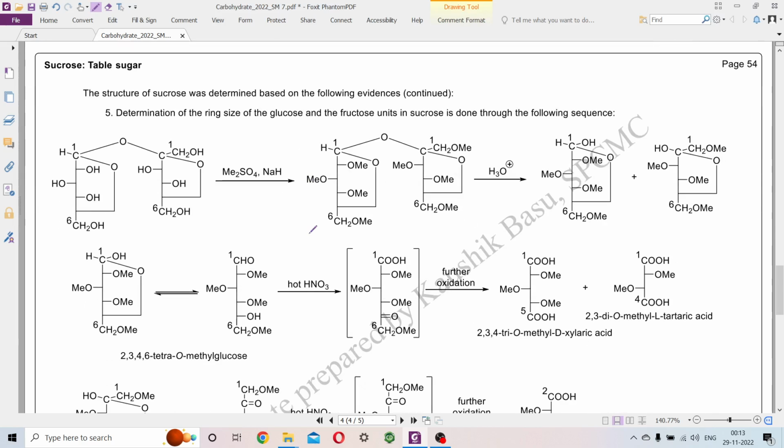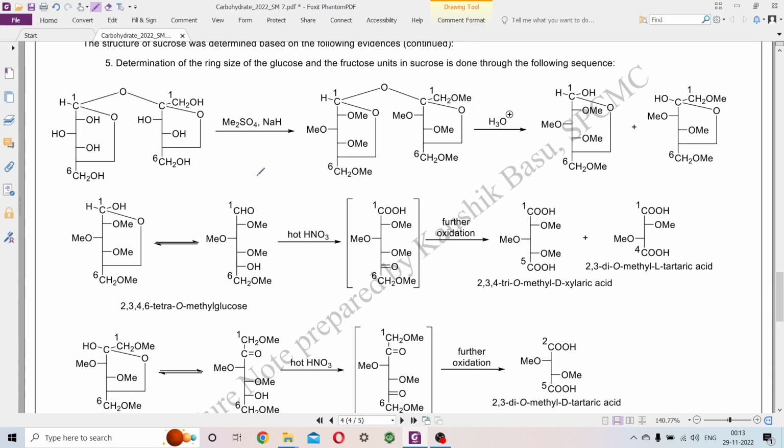And now about the ring size. How do I know that fructose is furanoside and the glucose is pyranoside? For that, they have done a lot of classical chemistry, some of which we have illustrated here.